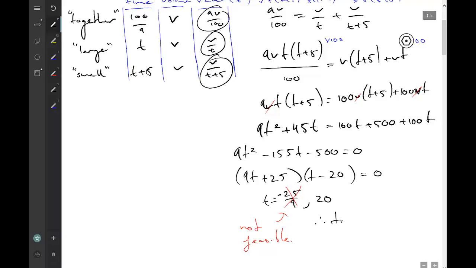Therefore, the time to fill the larger tank is 20 minutes, and the smaller tank is 25 minutes.